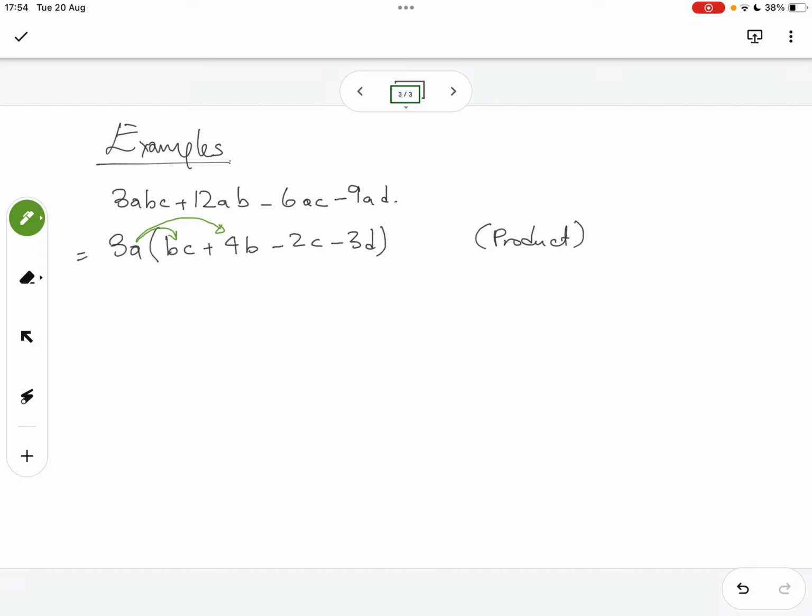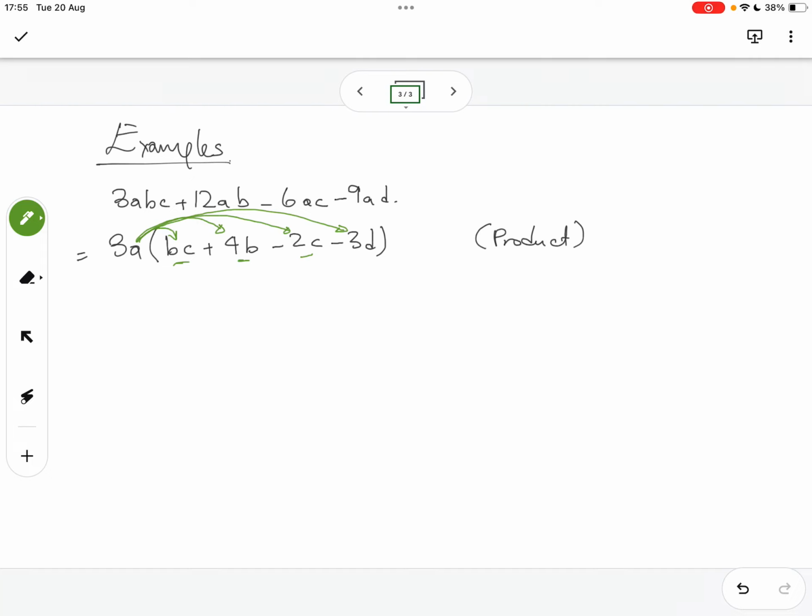If we do the same for 3A and 4B, 3 times 4 will give us 12, and then A times B will give us AB, so that will be 12AB. We do the same way over there. 3 times negative 2 is negative 6, and then we get AC. And then 3 times negative 3 is negative 9, and then AD. You get it? Yeah. So that's where that reasoning comes from.